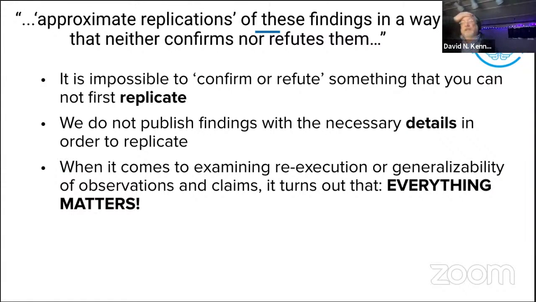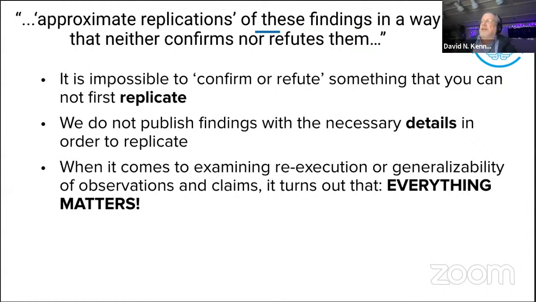So coming back to one of those key subphrases of that Insel quote, we have approximate replications of the findings we tend to find, in a way that neither confirms nor refutes them. So again, that is one of these driving types of statements, and so 3 points come to mind here. First, that it's impossible to confirm or refute something that you cannot first replicate. So if I see a paper and I want to confirm it or refute it, I better be able to start by being able to replicate it in order to see then if different data, different approaches find that same result.